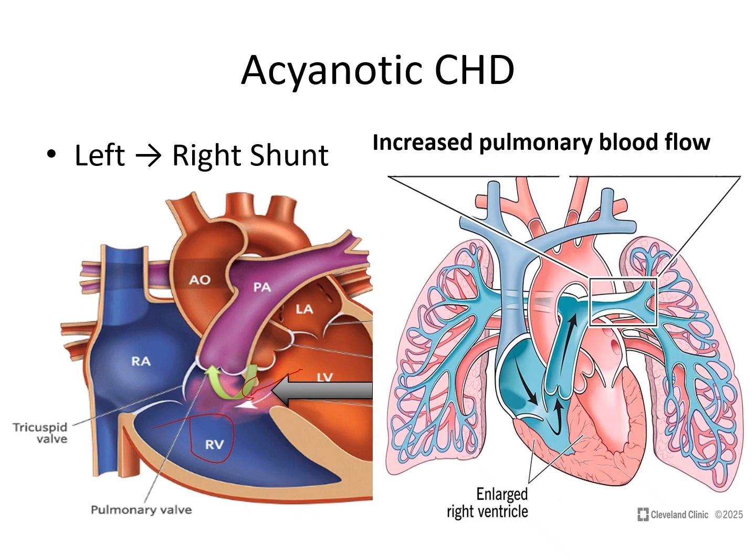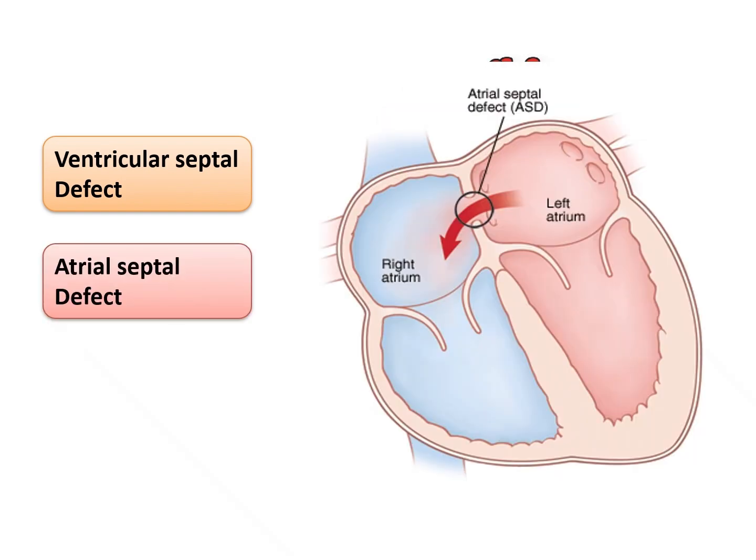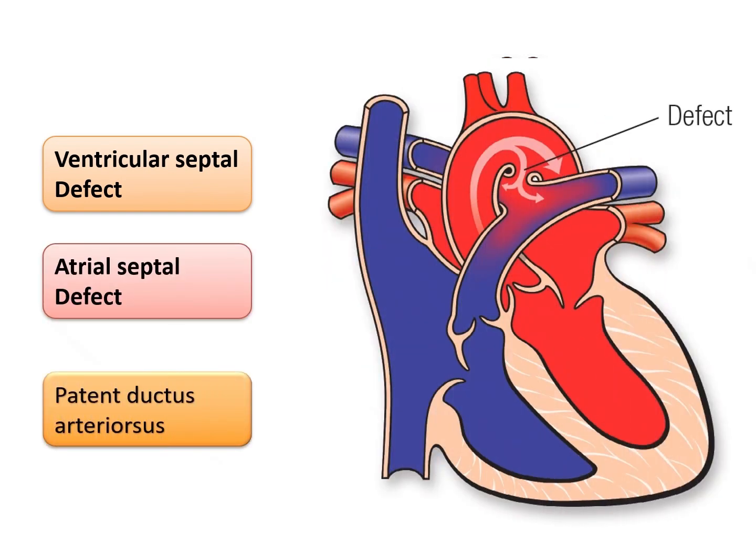This leads to pulmonary over-circulation, and due to the increased flow and pressure in the lung vasculature, it leads to pulmonary vasculature remodeling, and this leads to pulmonary hypertension. If pulmonary hypertension persists for a long period, it leads to a cyanotic condition called Eisenmenger syndrome. Examples of left to right shunt are ventricular septal defect, atrial septal defect, and patent ductus arteriosus. So these are the conditions for left to right shunting.